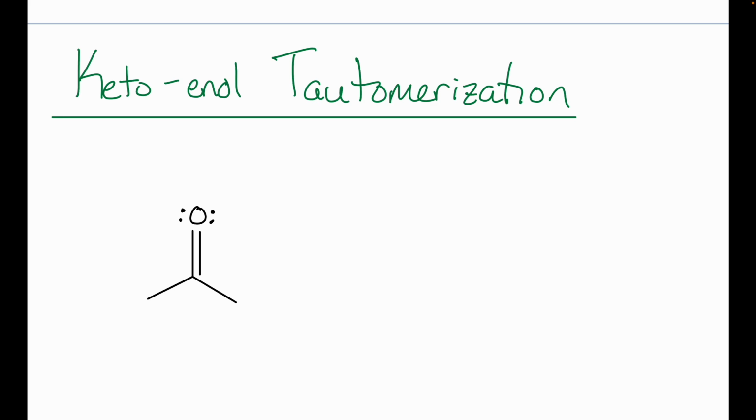Okay, this is always in an equilibrium with what's called an enol. So here's our ketone in equilibrium with what's called an enol, where we have those same 3 carbons. But now we have this carbon-carbon double bond. And we have this carbon-oxygen single bond.